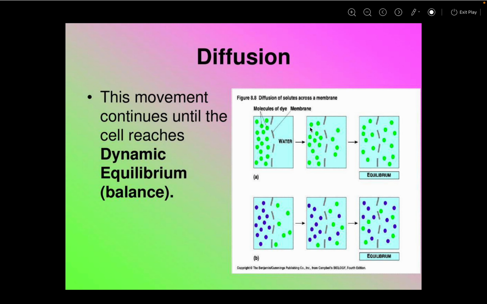This photo exemplifies the process of diffusion. The movement continues until it reaches dynamic equilibrium, or, like what I said a while ago, the balance. Take a look at this diffusion of solutes across a membrane. This cavity is what we call the water, or tubig in Tagalog, and you can see the molecules of dye scattered around inside the membrane. So they are contained in this membrane that we have here.